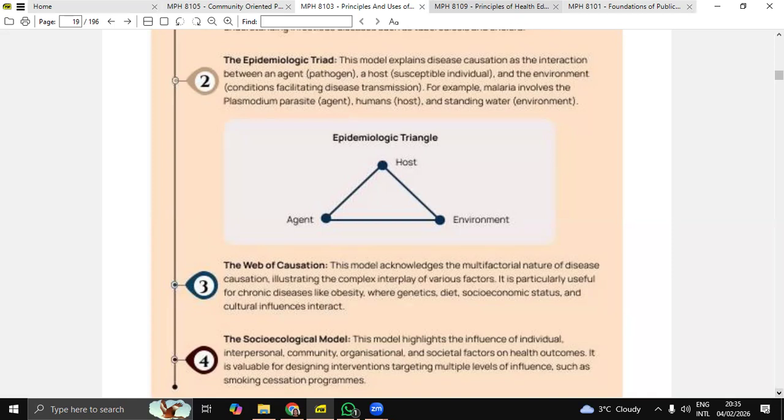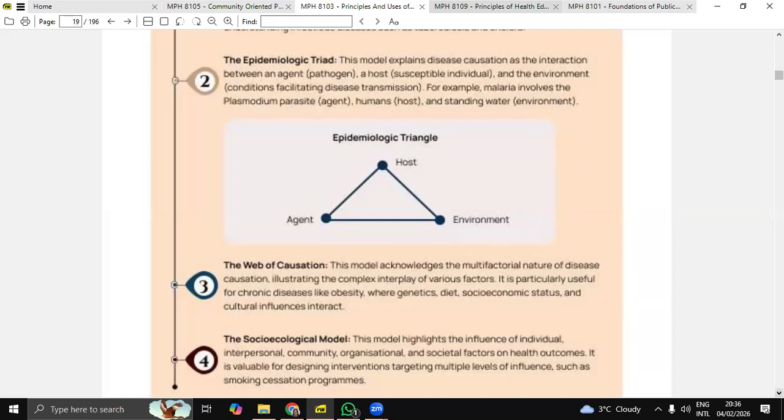They have to interact. Maybe the person's immunity becomes low, and the person already has a genetic predisposition to that illness, and then the person is not eating well, and the person is from a poor socioeconomic status. So it's saying that there are so many things that have to come into play for disease to occur. That was the web of causation. So we're moving away from it being one thing that causes disease. We move to the triad, and then move to it being multifactorial.